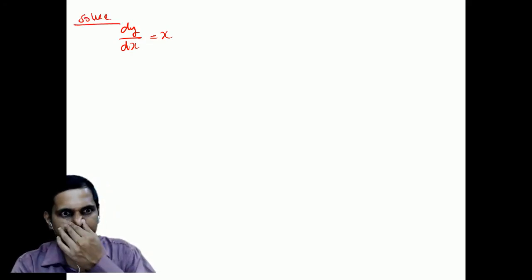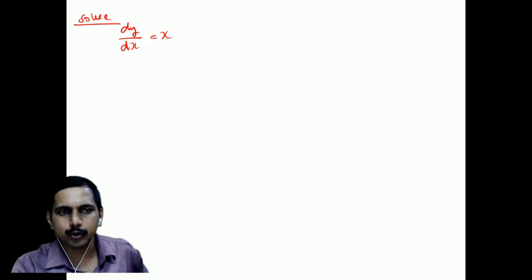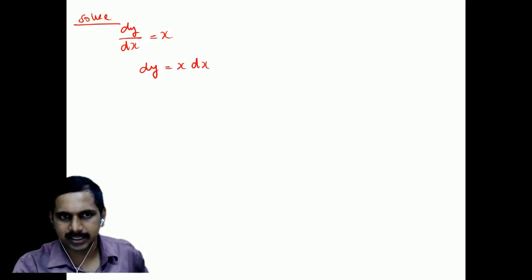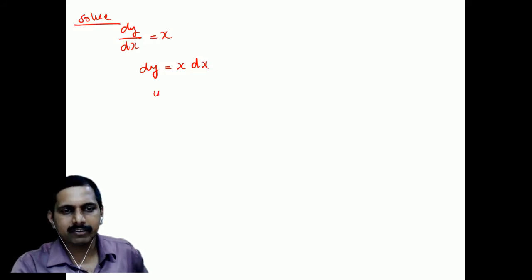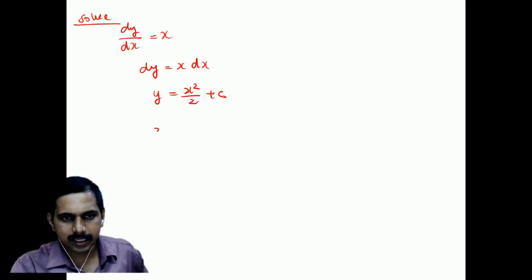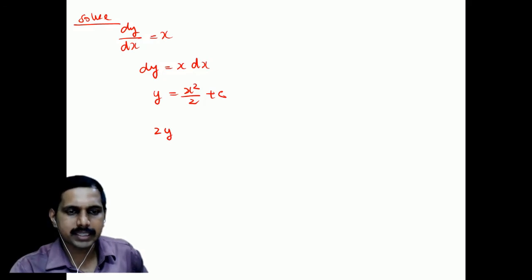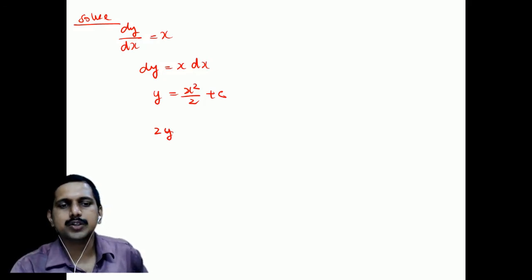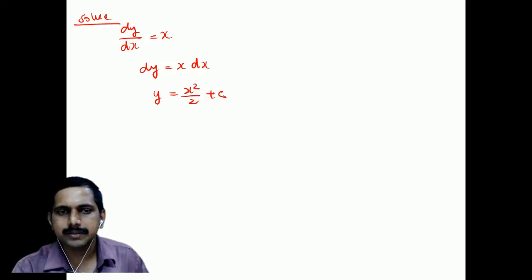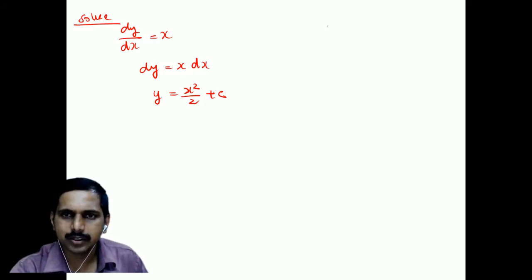dy by dx is equal to x. If I say dy by dx is equal to x, that means dy is equal to x dx, separated. Then I can say y is equal to x square by 2 plus a constant, correct? Now, how is this equation, students? What does it refer to? It refers to what type of solution? Parabola, is it not, students?